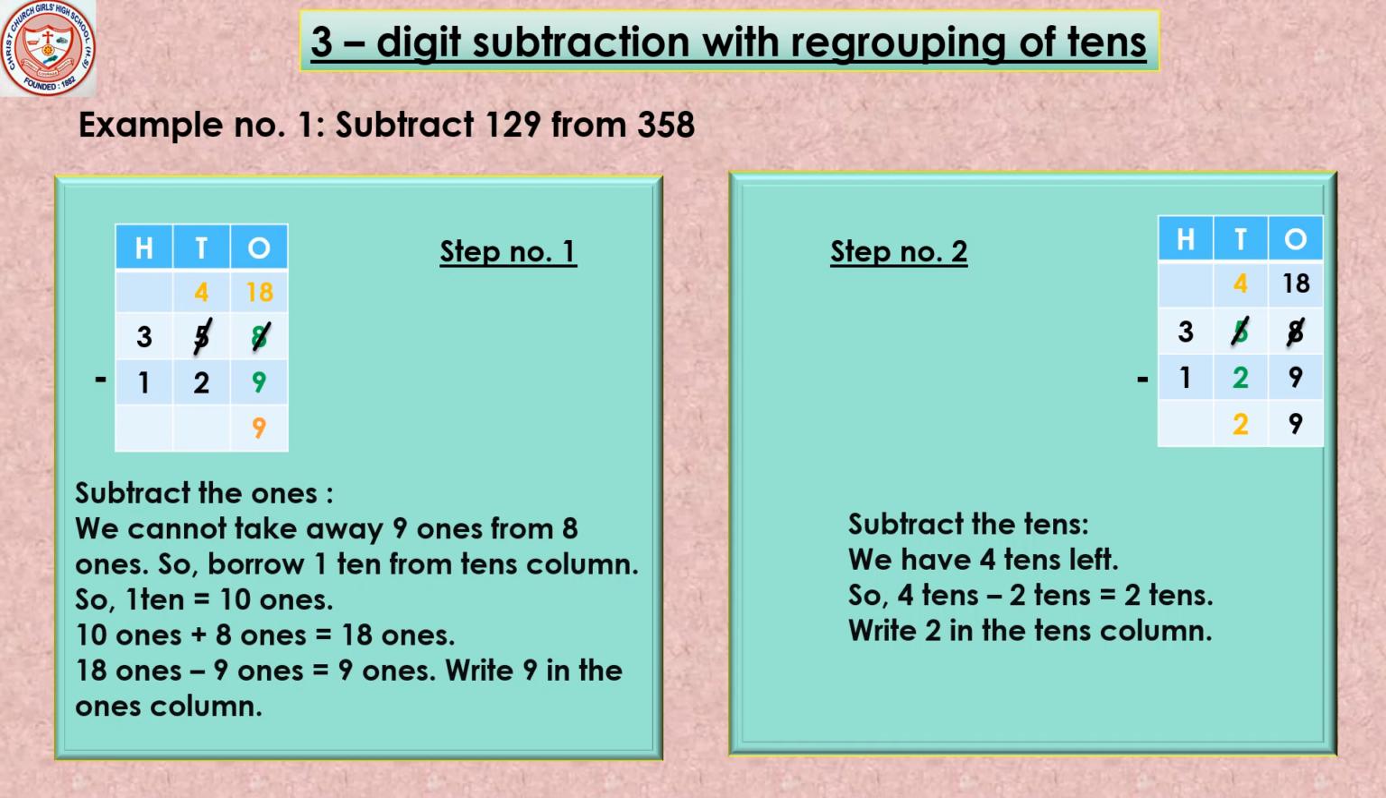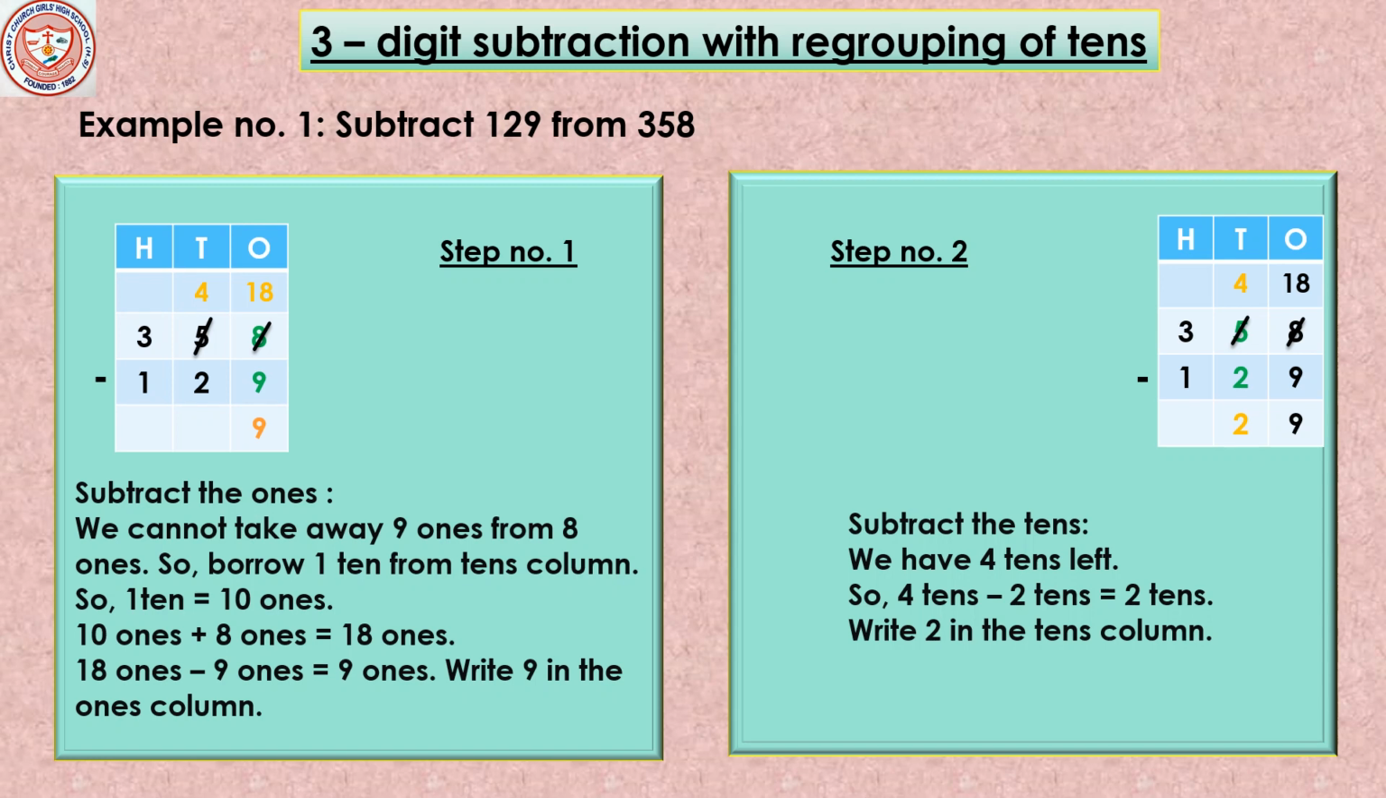Now, after borrowing 1 ten from the tens column, 8 ones become 18 ones. It means 1 ten is equal to 10 ones. So, 10 ones plus 8 ones is equal to 18 ones. Now, we can subtract 9 ones from 18 ones. So, 18 ones minus 9 ones is equal to 9 ones. So, write 9 in the ones column.